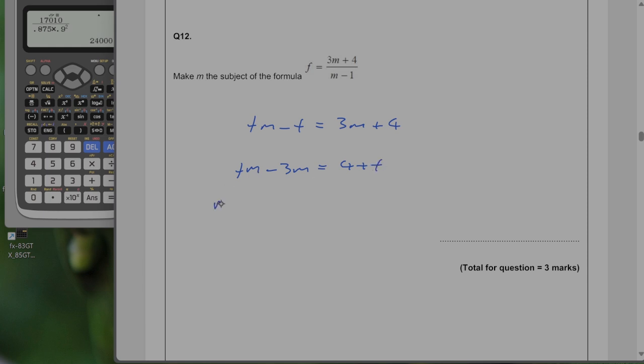If we factorize that then, that would be m times f minus 3 is equal to 4 plus f. So m is going to be equal to 4 plus f over f minus 3. Right, so m is equal to 4 plus f divided by f minus 3.